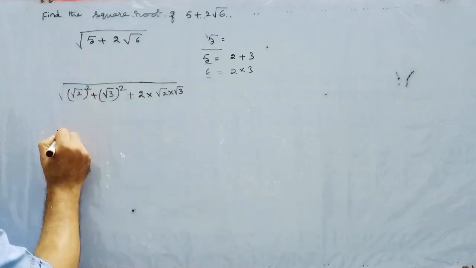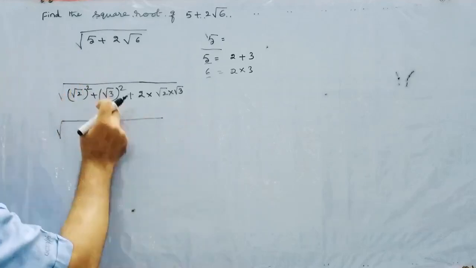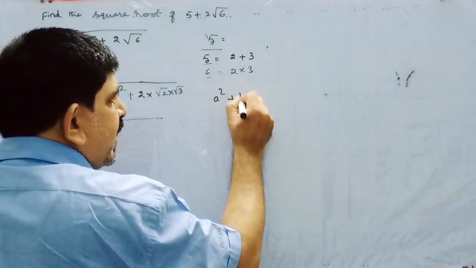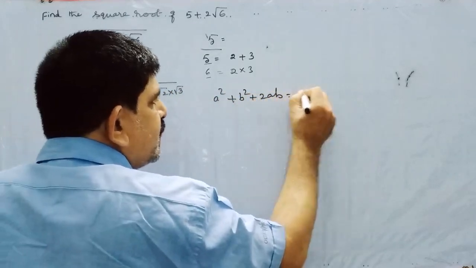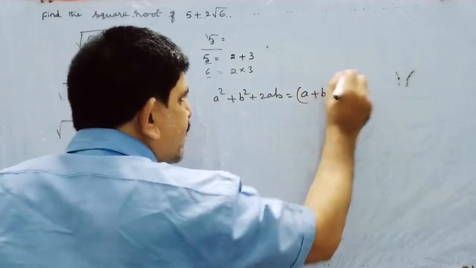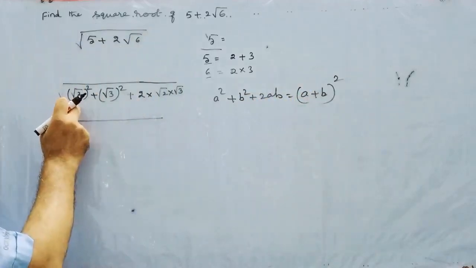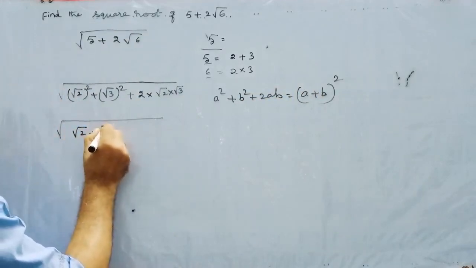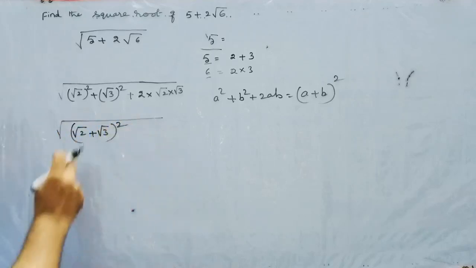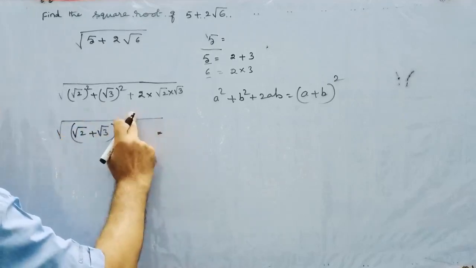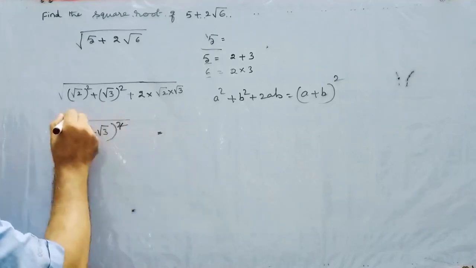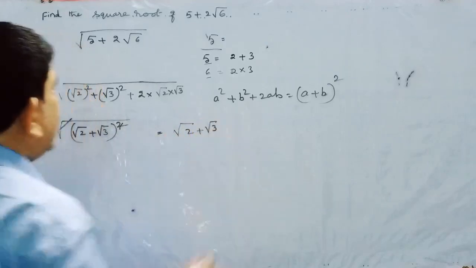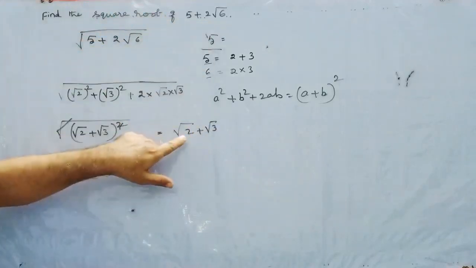So this can be written as square root of a square plus b square plus 2ab. A square plus b square plus 2ab is equal to (a plus b) whole square. So what is a in this? Root 2. So this can be written as (root 2 plus root 3) whole square. Now we have to find the square root, so the square and root get cancelled. What is the remainder? Root 2 plus root 3. So the square root of 5 plus 2 root 6 is root 2 plus root 3.